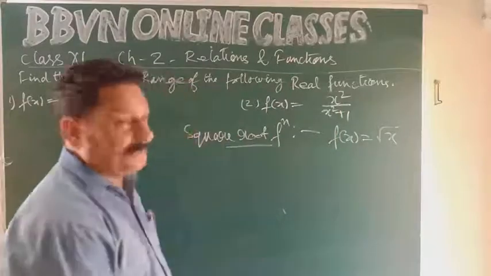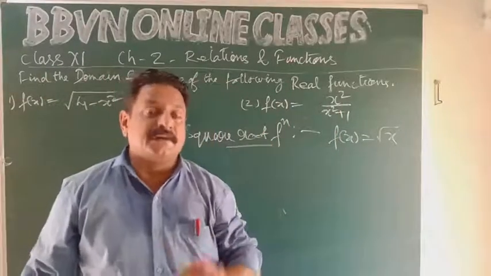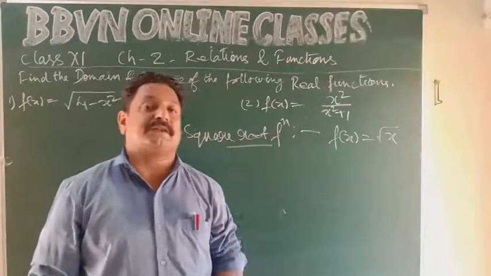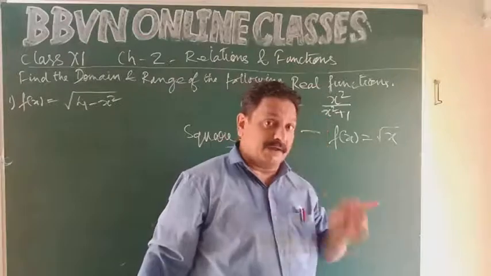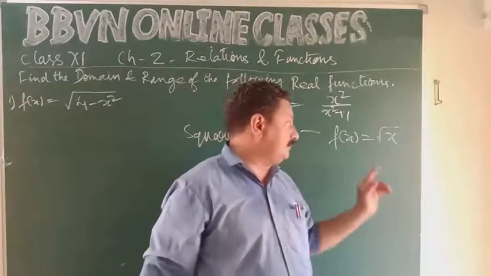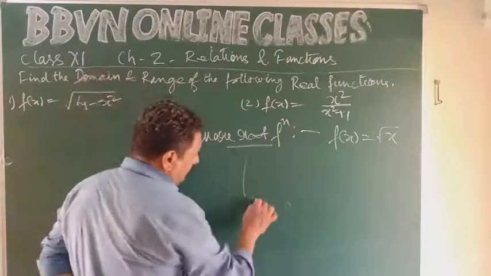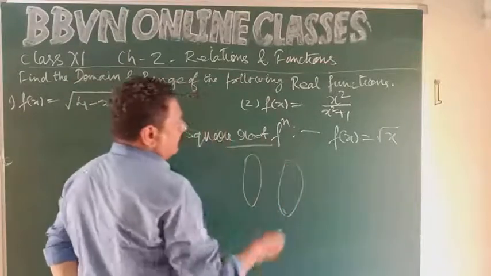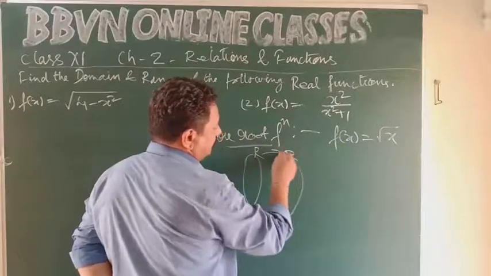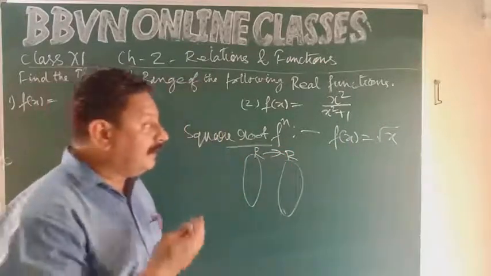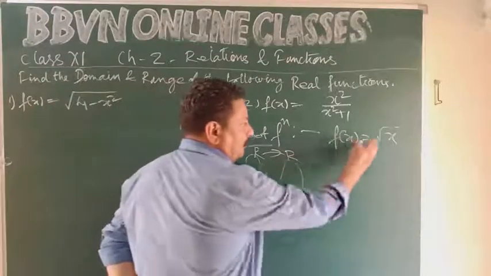But there is a problem. F of x equal to under root x is not a function unless I specify certain things about the values of x or about the values of f of x. And what is it? Suppose f of x equal to under root x is from R to R. Say I say this is a relation. Let us see if this relation becomes a function.